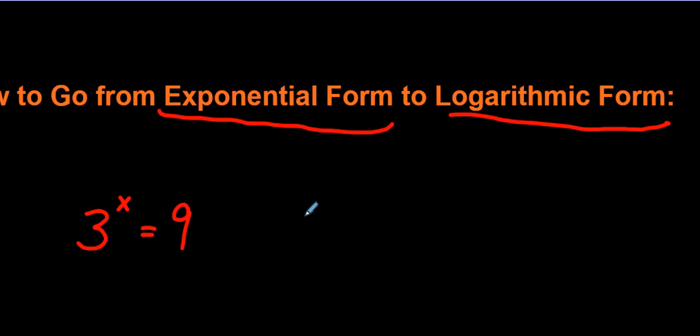What we're going to learn in this lesson is how to write it in logarithmic form, where we take the base right here and we put it right there. We take the 9 and we put it right there. And over here we put the x. By the way, you would say this: x is the logarithm of 9 to the base 3.